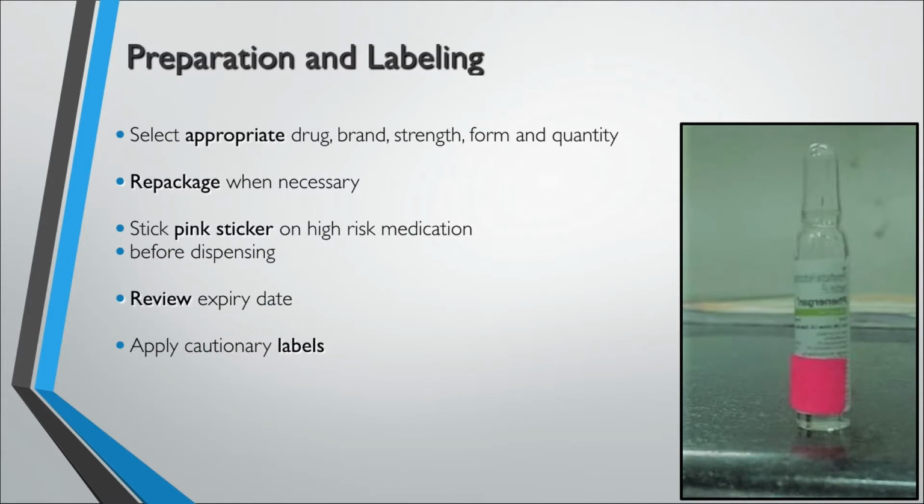Preparation and labeling. After proper selection of medication, proper labeling has to be done. In some cases, drugs have to be prepared before handout to the patient. For example, amoxicillin or clavulanate potassium, or Augmentin suspension, which is in powder form, has to be mixed with water to form a suspension. A pink sticker is used while labeling the high-risk medication.